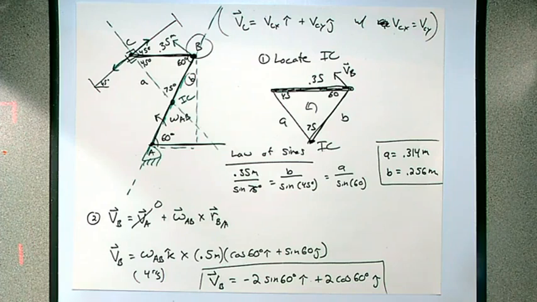I've got 2 equations. I can look at the I's, or I can look at the J's. Doesn't matter. You pick, you get the same answer. Ooh, this is 7.8 radians per second. So I can use the I equation or the J equation. Doesn't matter.